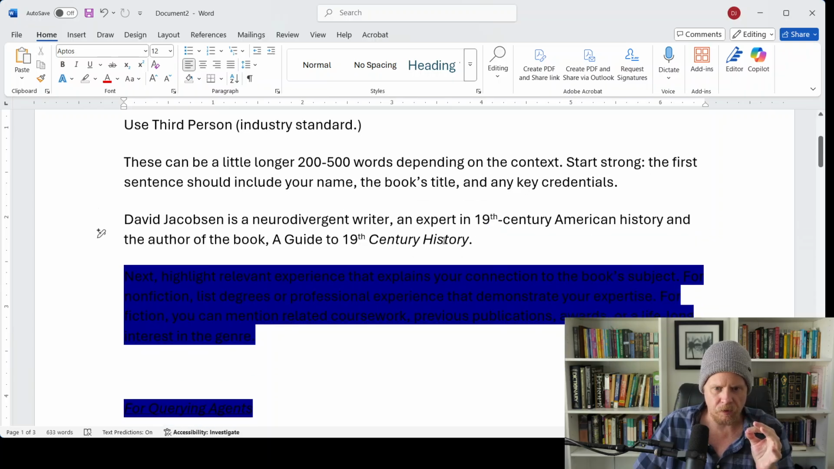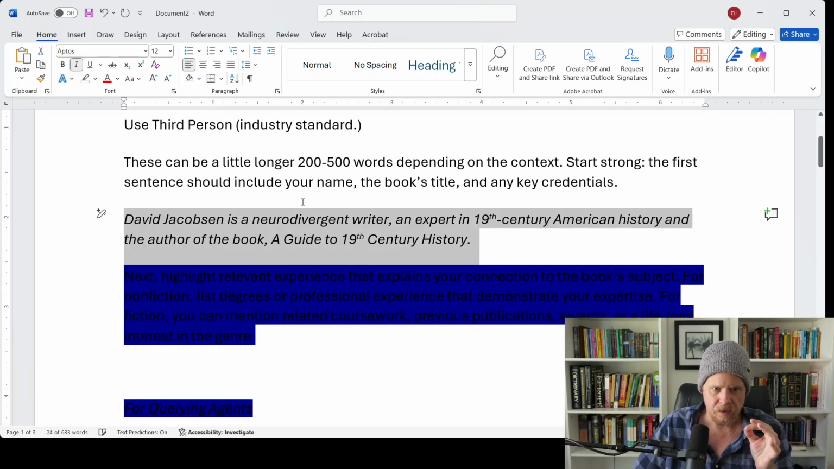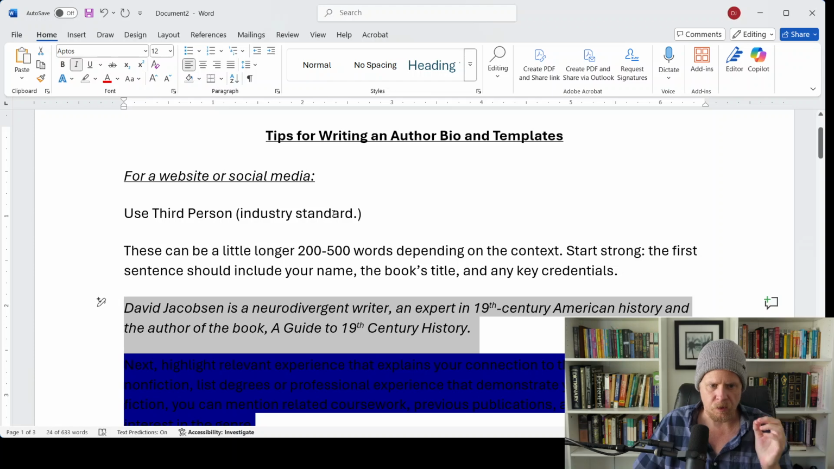So this is an example of a first sentence that you might use, right? Again, it's in third person. Now, this is if you're writing and you're me, right? David Jacobson is a neurodivergent writer, right? That's kind of a buzzword. You can throw it in there if you want. You don't have to. But basically what that means in my context is I have been diagnosed. Well, I'm not going to go into the details on that. I guess that's a little personal, but you can write whatever you want here, right?